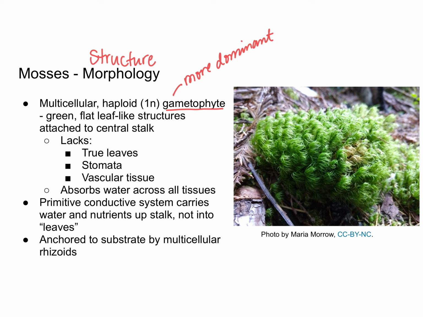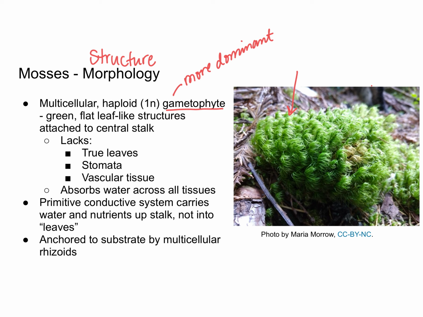So we can see in this picture here that mosses have these green, flat, leaf-like structures attached to a stalk. Mosses do not have true leaves. They do not have stomata, which are those openings that allow for gas exchange, and they do not have vascular tissue, so they do not have xylem or phloem. They absorb water across all of their tissues, and this is one reason why mosses are typically located close to the ground and in wet areas.